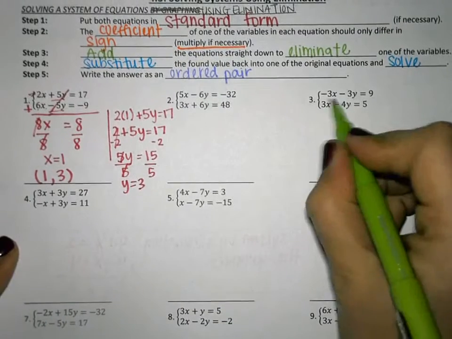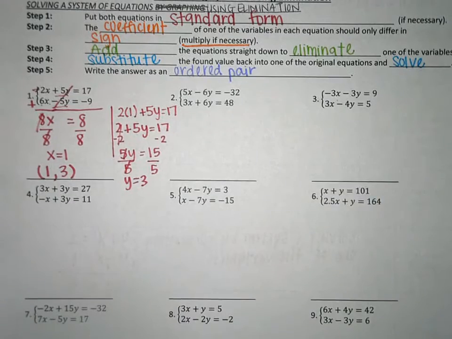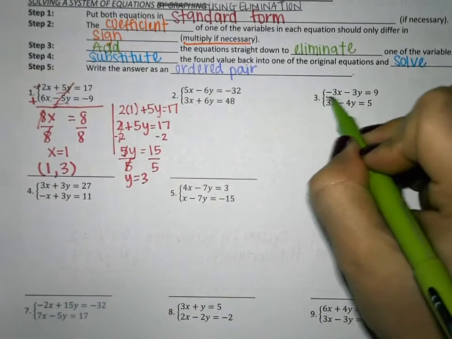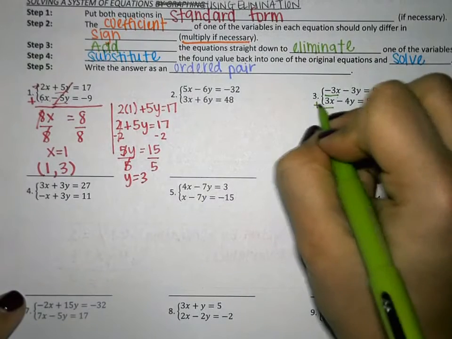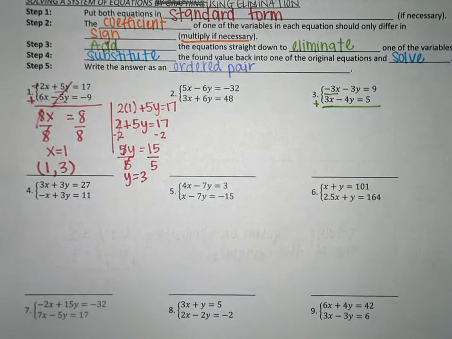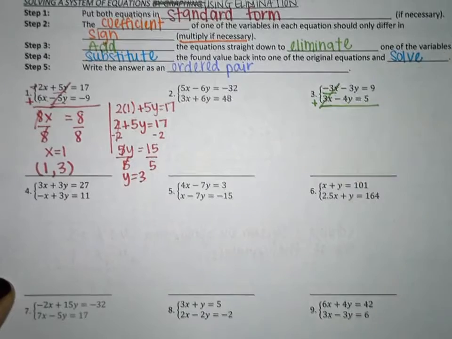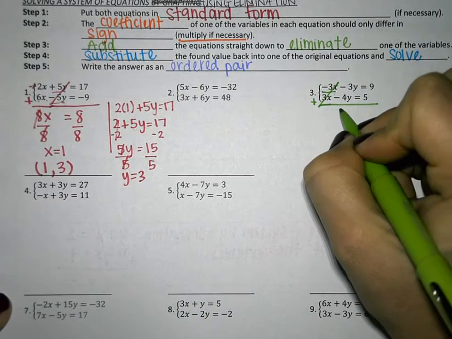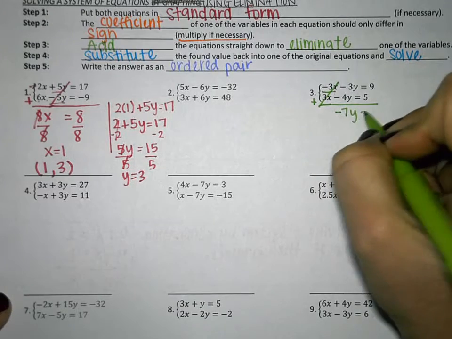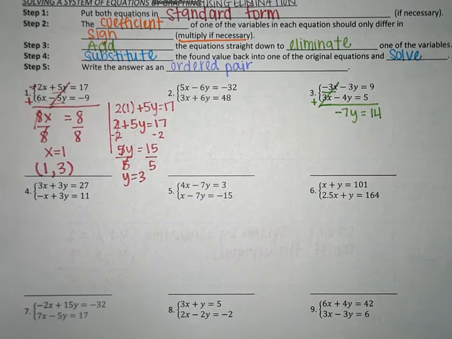I have negative 3x minus 3y equals 9, and 3x minus 4y equals 5. So in this case, I have a negative 3x and a positive 3x, so those will eliminate. So I'm going to add straight down. Negative 3x plus 3x gives me 0, so those eliminate. Negative 3y minus 4y gives me negative 7y equals 9 plus 5 gives me 14. So I'm just adding straight down.